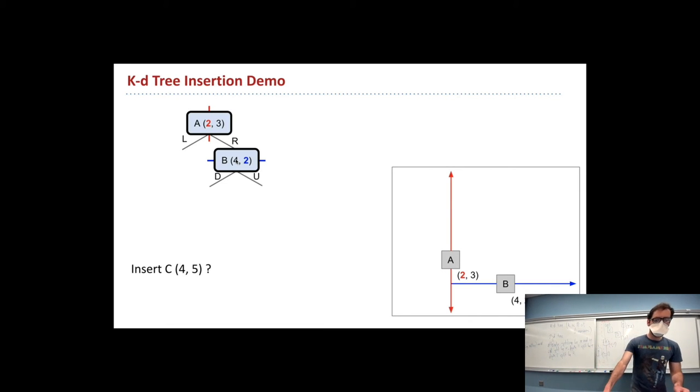All right, how about inserting C at position 4, 5? Take a moment and think of, or write down, your guess of where C is going to go in this tree.